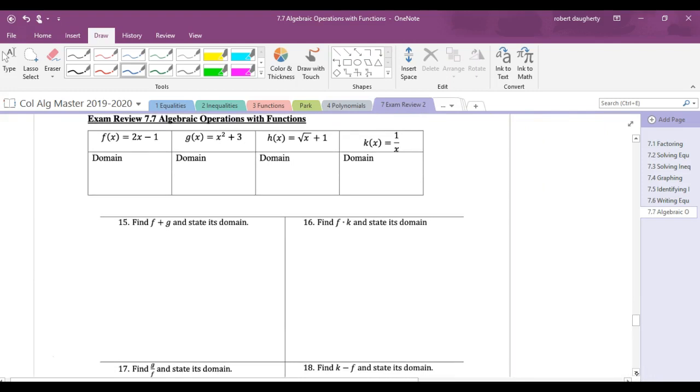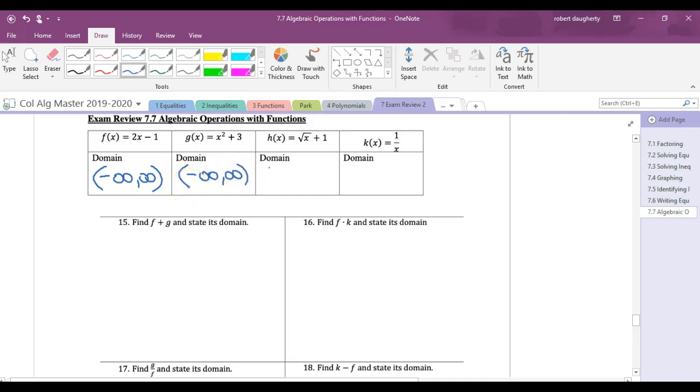Algebraic operations with functions, okay? The domain of this function is negative infinity to infinity. There are no domain restrictions. The only kind of domain restrictions are square roots and dividing by 0. This one has no square roots or division by 0.